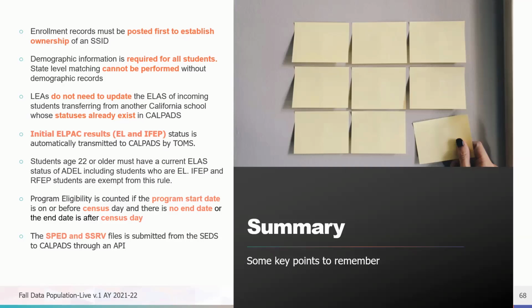Sometimes we jump the gun. When the validation passes, we think we're good. We didn't do the final step of posting. We submit other records and we get errors. Always post the enrollments, and then you can submit the additional information.